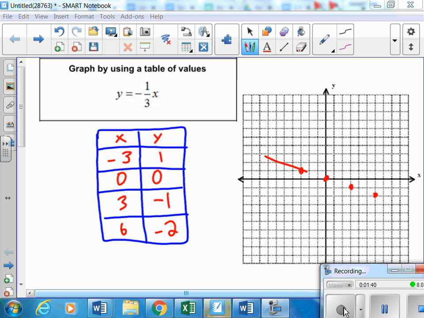There's our graph. The y-intercept, it's crossing the y-axis at 0. Well, there's no number here, so that is the y-intercept. And the slope is -1/3, and if you look at the graph, it's going down 1/3, down 1/3.